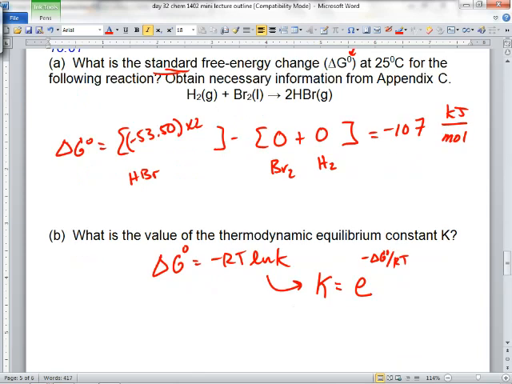So, can we just plug and chug? No. This guy needs to be in what unit? Joules over mole. Okay. So now, which way do you move the decimal point? Make it bigger or smaller? Make it bigger, right? Because kilo is 1,000 joules. So it's going to be negative 107,123. And if you're not sure, you can always just put 10 to the third per kilo. That's what it means.